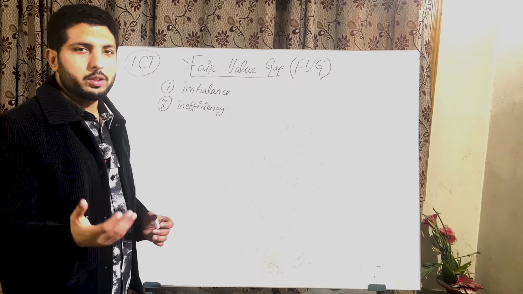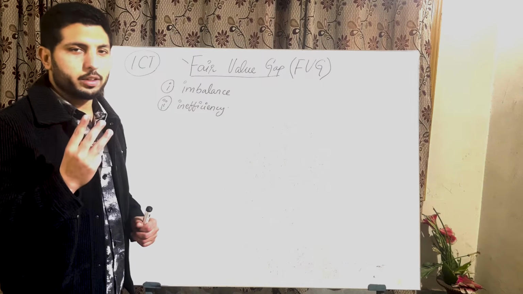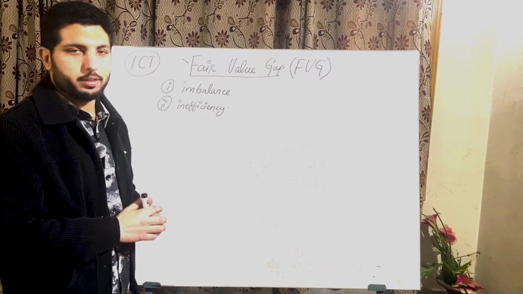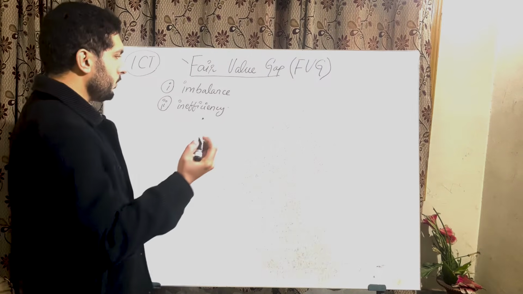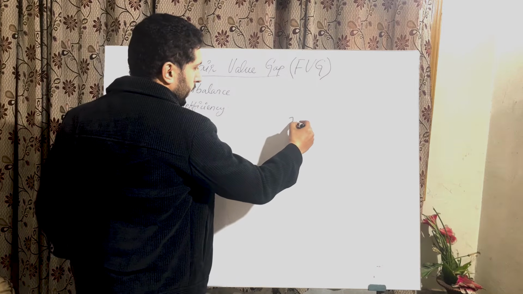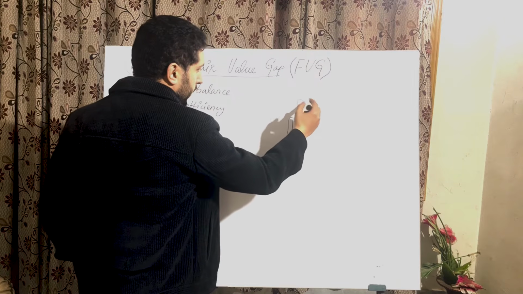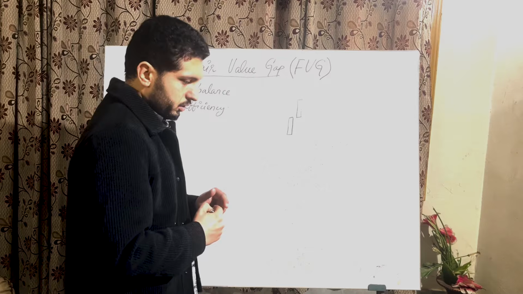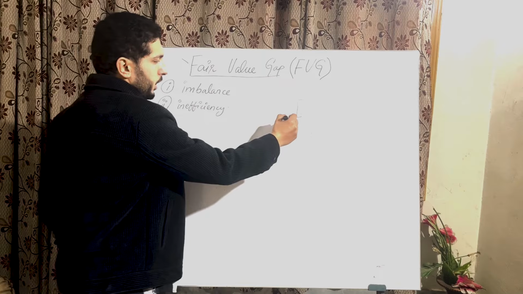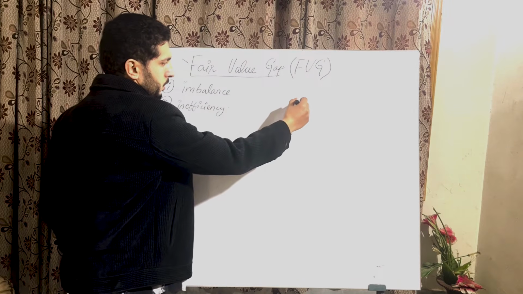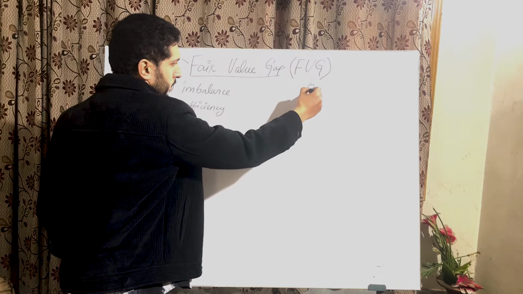So, how are fair value gaps formed? One fair value gap is formed with the help of three candlesticks. Let me draw a sketch so you could better comprehend it. Let's say it is a buy side example. The first candle, second, and third candle.